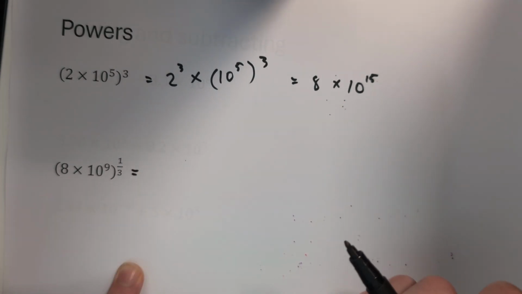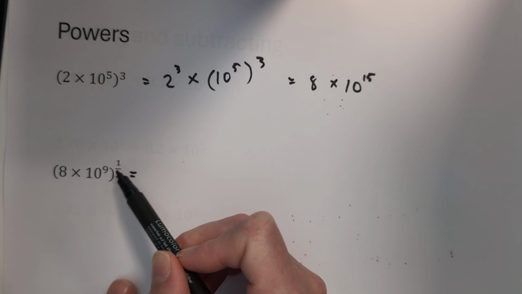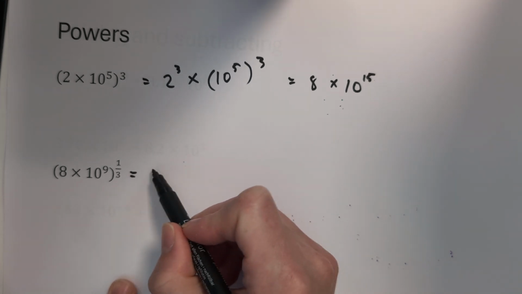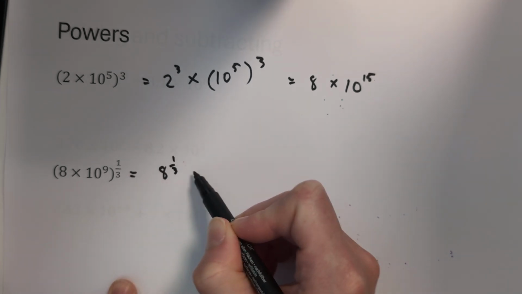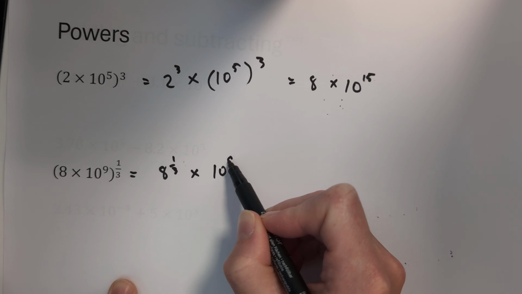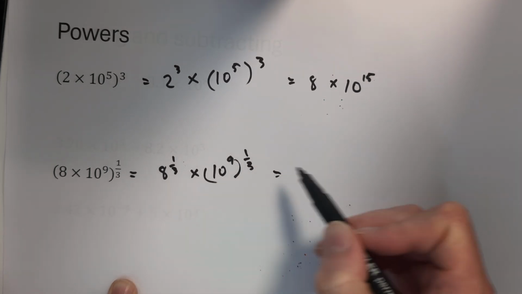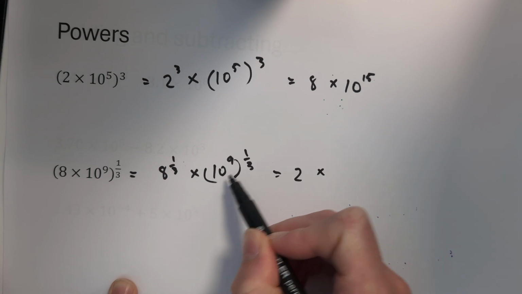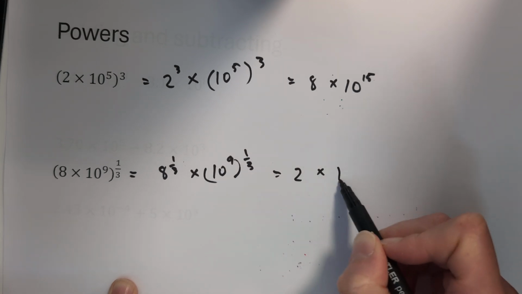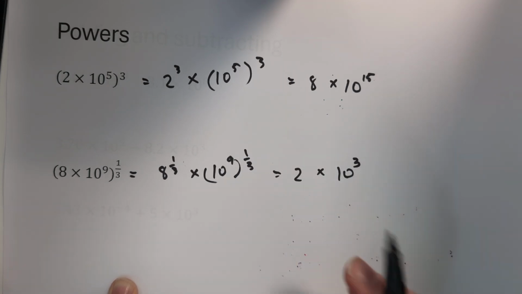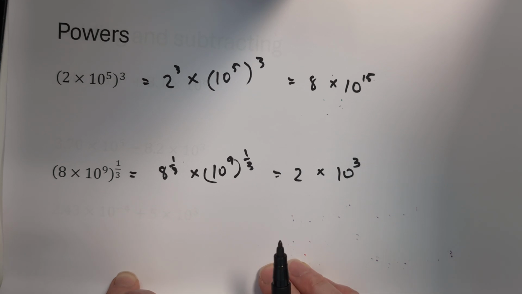Same thing here, it works with any kind, even these rational exponents, which is the same as the cube root. That's 8 to the third, or the cube root of 8 times 10 to the 9th to the third. That's pretty simple. The cube root of 8 is 2, and 10 to the 9th to the third, we multiply those, is 10 to the third. Also in scientific notation, so I don't need to rearrange there either.